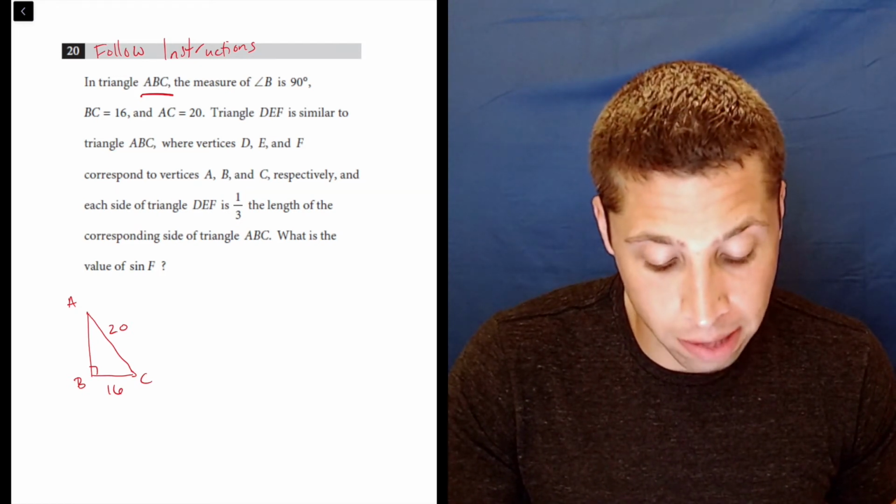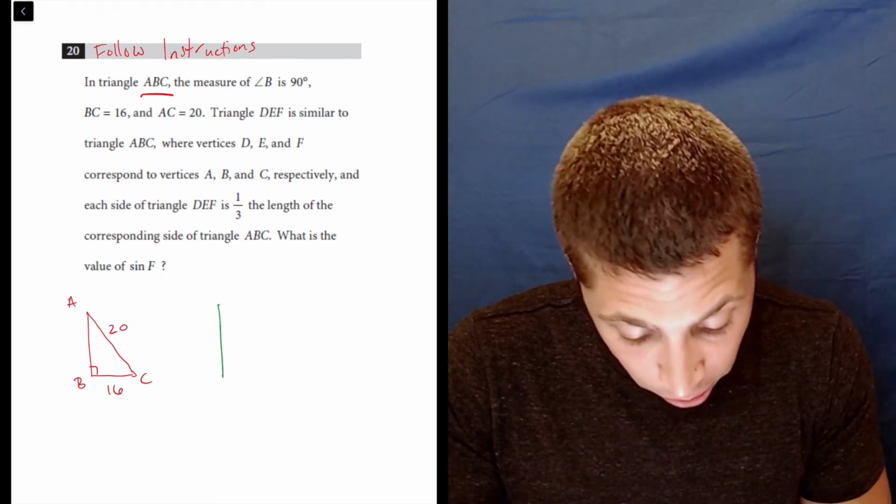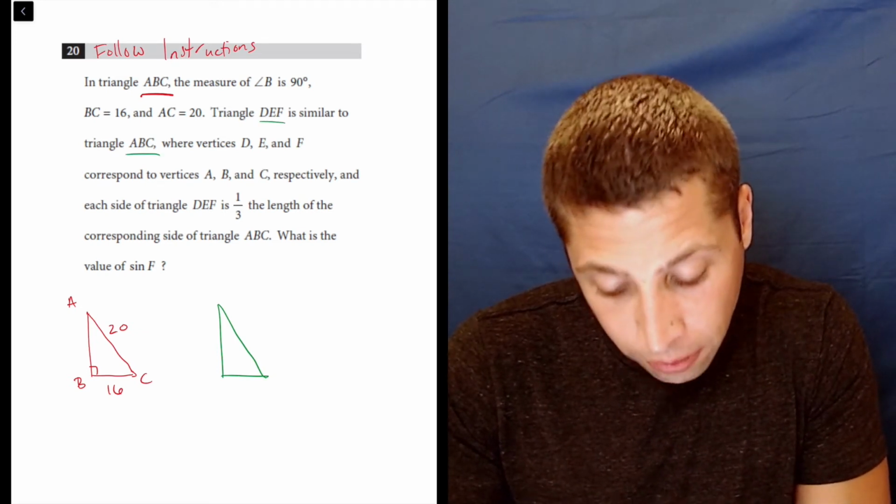Triangle DEF is similar to triangle ABC, where vertices D, E, and F correspond to vertices A, B, and C, respectively. I'm going to stop right there. So I'm just going to draw another triangle that looks kind of similar, and they're saying they correspond. So DEF and ABC better line up.